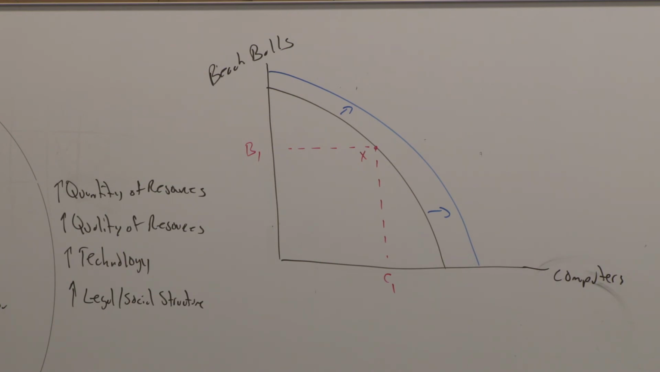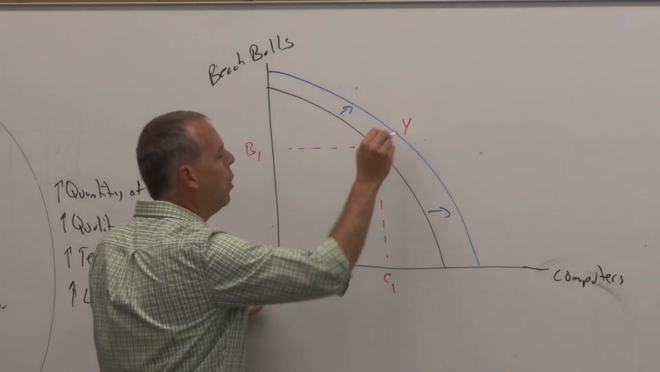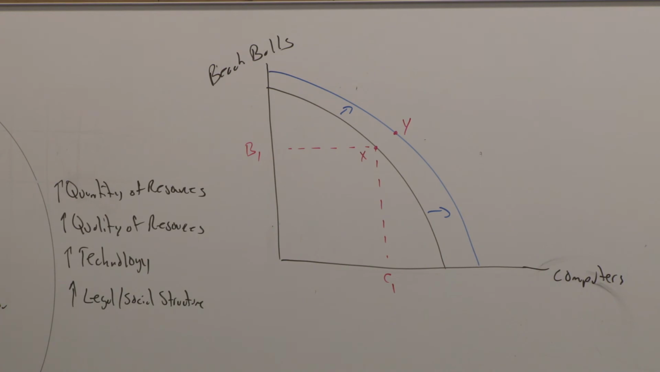What happens with B1 and C1? What's true about X and what's true about Y? So before we have this change, what's true about X? Possible? Yeah. Efficient? Yes. What's true about Y? Not possible. Now we have this change. Now what's true about X and Y?